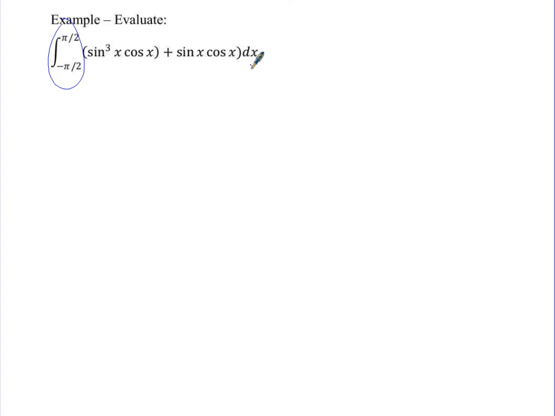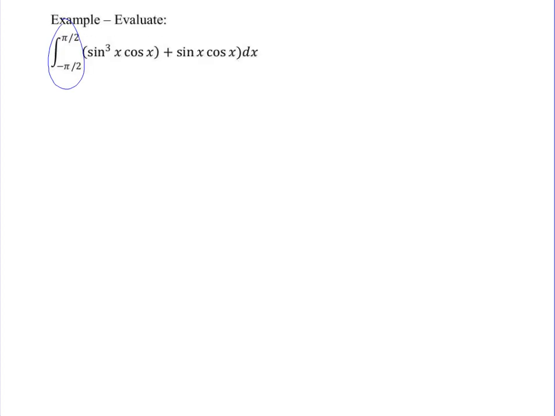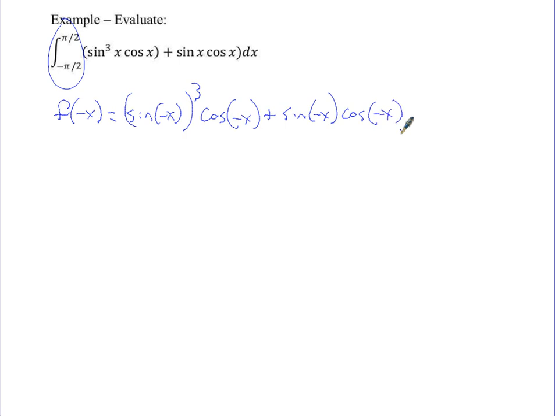Okay? Let me go back one more time. See? Okay, substitute in negative x. Now we're going to treat this like a function here in order to do that. So basically I'm going to write f of negative x equals sine of negative x to the third. Is that okay? Okay. Cosine negative x plus sine negative x cosine negative x.